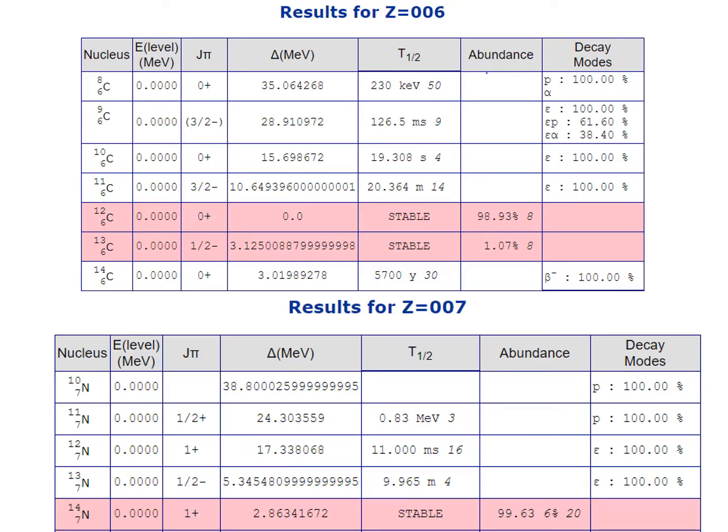And what this would look like is shown here. This is Z of 6, so that's carbon, the data, mass excess in MeV, value shown here, the nitrogen data, Z of 7, nitrogen-14, shown here. So again, the Q value would be the parent, 3.01989, minus the daughter, 2.86341. And that's how one can calculate the Q value for that specific reaction.